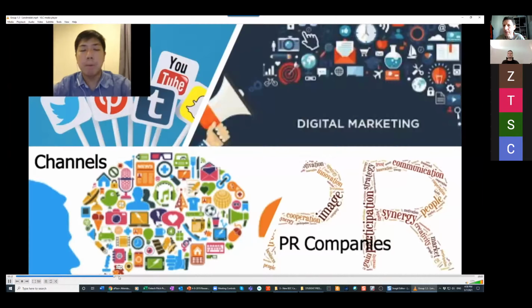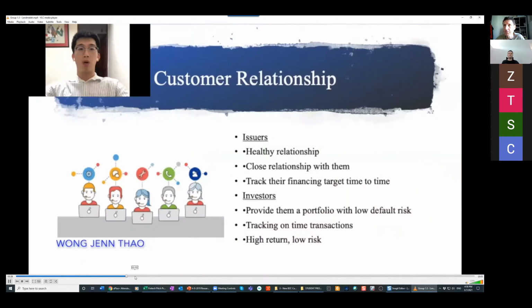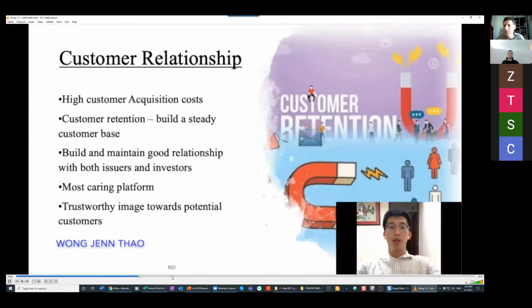We look forward to implementing even further after-sales service and experience, as well as bring the company. For our company, we want to maintain a healthy relationship with our customers. For the issuer side, we will want to work closely with them to make sure that they reach their financing targets. And for the investor, we will provide them a portfolio with lower default risk, which they can track their transactions or their investment from time to time. Frankly speaking, customer acquisition costs will definitely be high to our company because we are just a small.